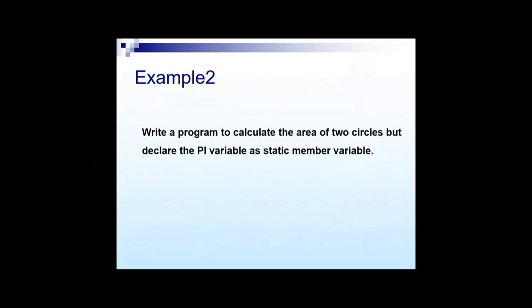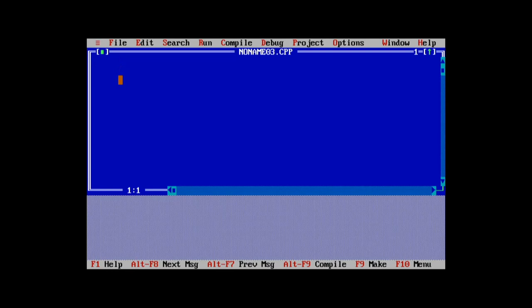Second example: write a program to calculate the area of two circles, but declare the pi value as a static member variable. Start Turbo C, include the two header files. First one is iostream.h and second one is conio.h. iostream.h for input output operation and conio.h for the getch function.